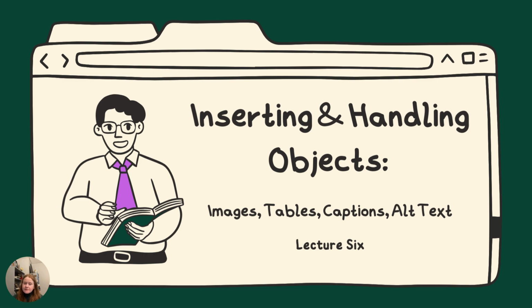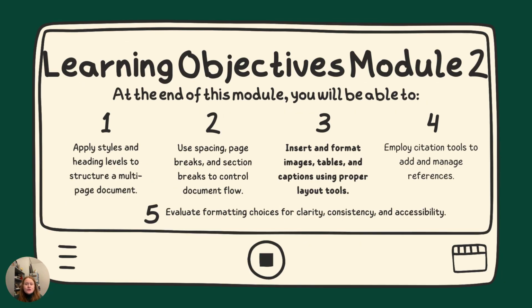Lecture 6, Inserting and Handling Objects. So we're again getting more into the nitty-gritty of actually using these different tools. We're going to look at images, tables, captions, and alt text, and make sure that you're using them properly and putting them in properly, using all of the techniques and being aware of a couple key things that you need to know for each of these. So this is our third learning objective for Module 2.